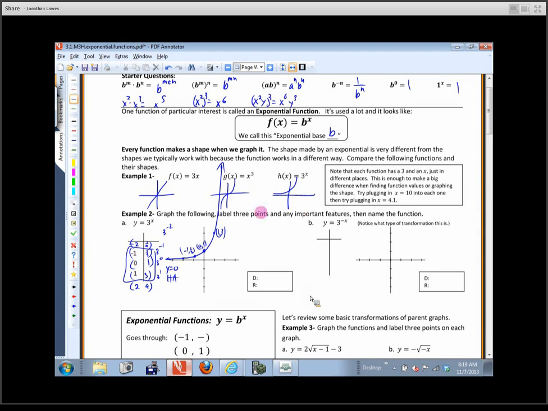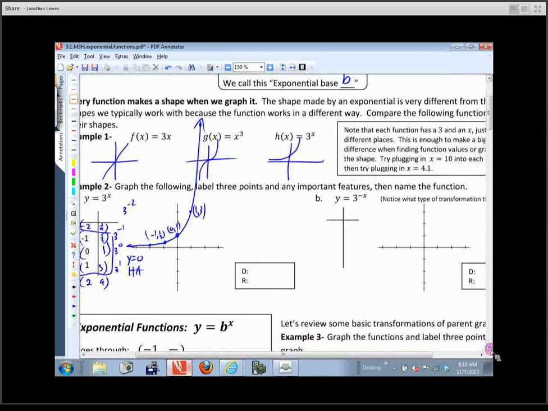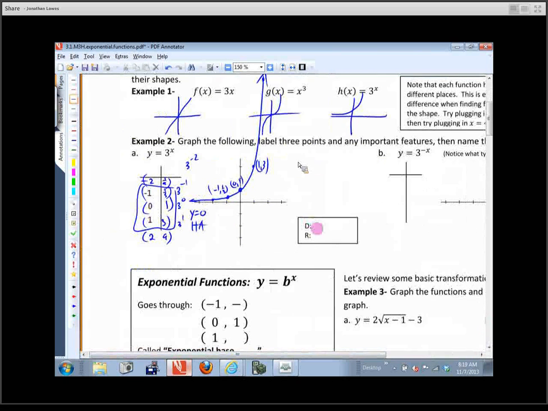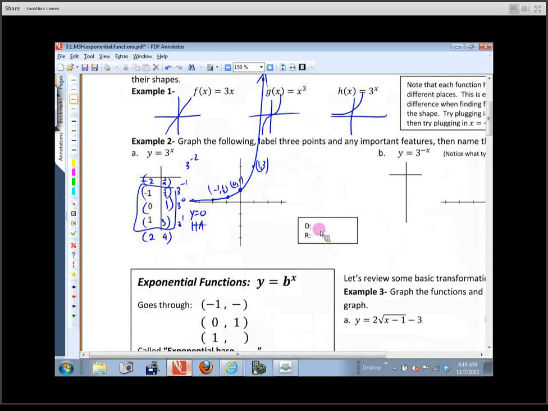So I want to take a look at this one again, and let's talk about what the domain and the range is. So if I were to look at this graph right here, what x values can I plug into this? If I squished it on the x-axis, what x values are covered?